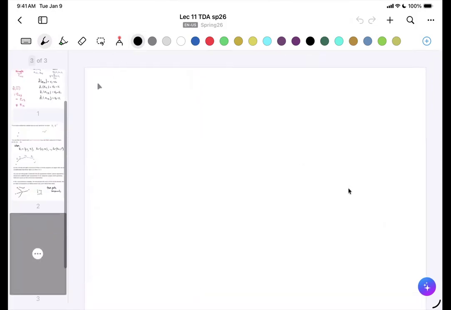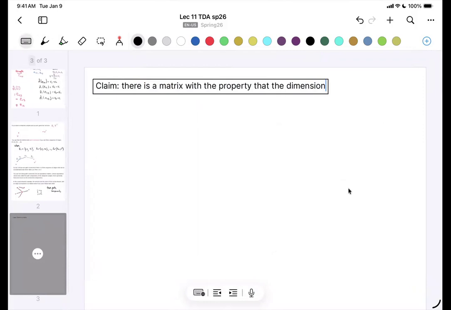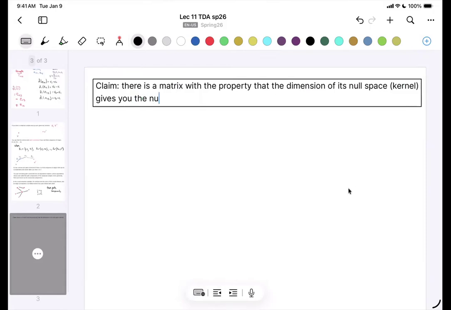So my claim is that there is a matrix with the property that the dimension of its null space, or kernel if you prefer that word, gives you the number of path components of the simplicial complex. I don't know which one you have seen in linear algebra, null space or kernel, but both are synonyms. But again, you can think about it as a network or graph in this case.